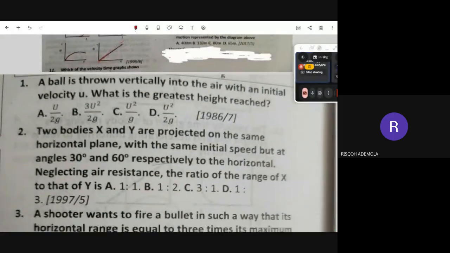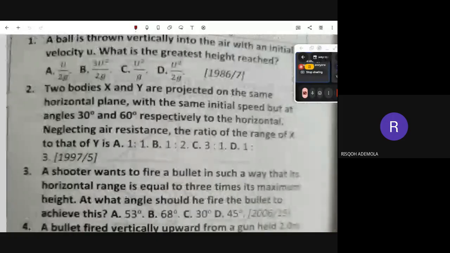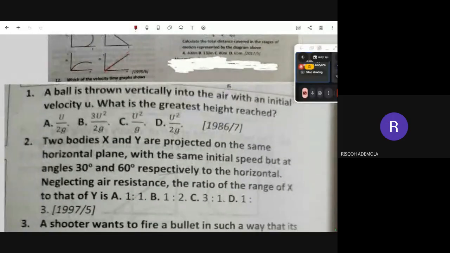So, yeah, we have just 7 questions and we are done. Let's quickly finish, because I don't want to come back to this topic. A ball is thrown vertically into the air with an initial velocity u. What is the greatest height reached?